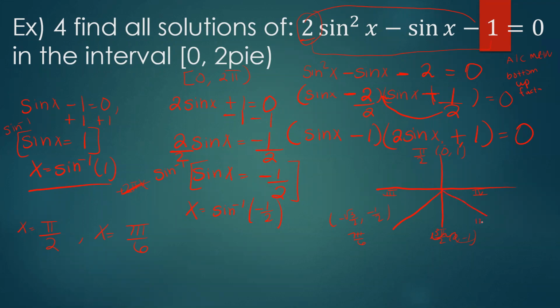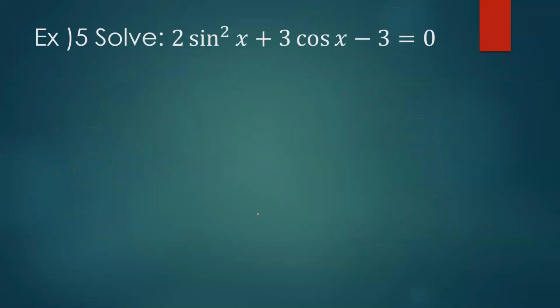11 pi over 6, right? 11 pi over 6, because that has a coordinate of (radical 3 over 2, negative 1/2). So sine is negative 1/2. So our other answer is going to be x equals 11 pi over 6. So you have exactly 3 answers. Okay, I hope that helps a lot. Okay, so that was example 4. Let's move on to example 5.